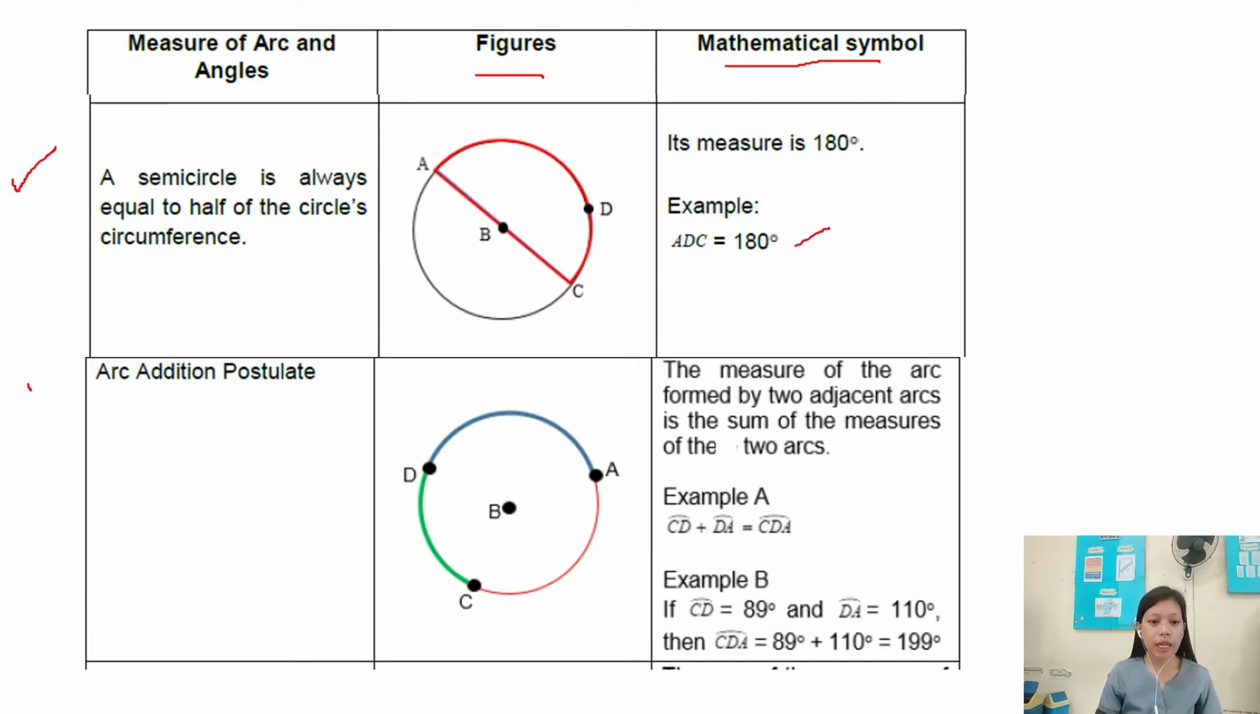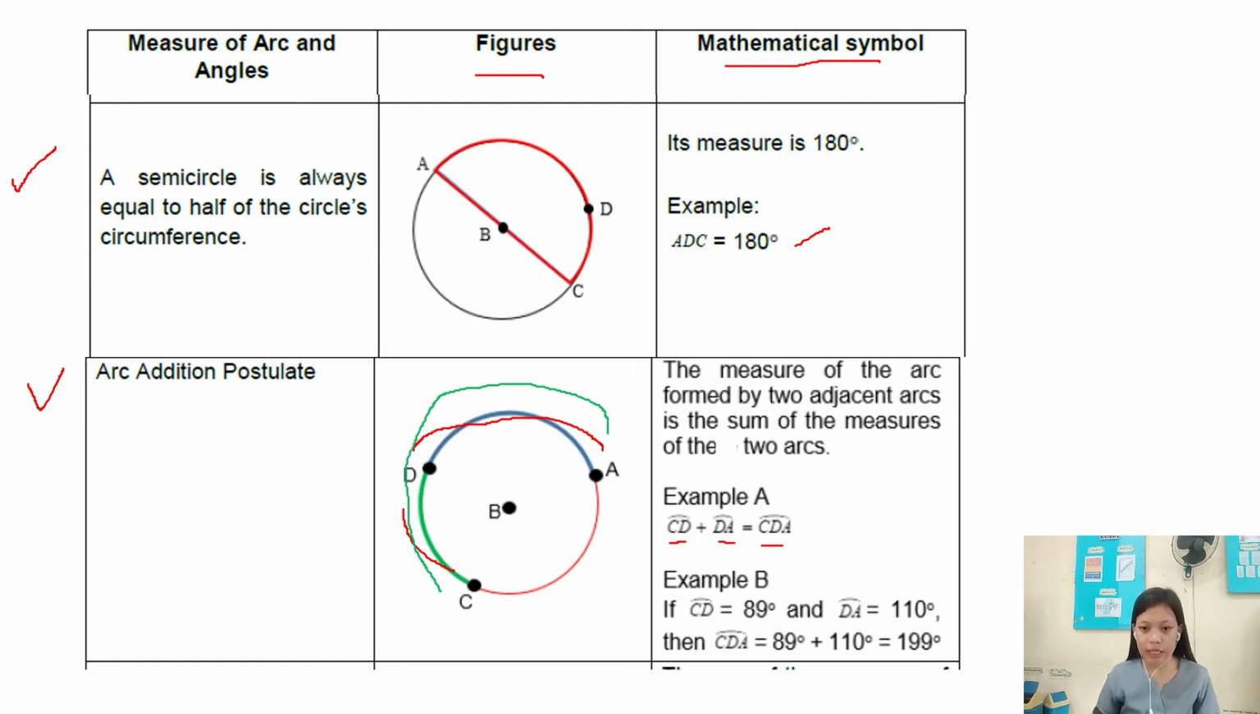Here we have the arc addition postulate. The measure of the arc formed by two adjacent arcs is the sum of the measures of the two arcs. Example, arc CD plus arc DA is equal to arc CDA.